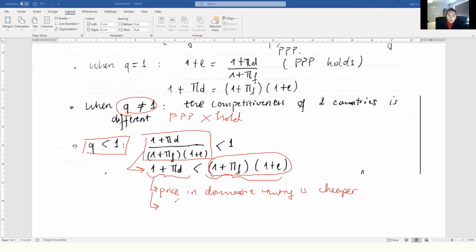So as a result, there is more demand for goods and services produced in the domestic country, or country D, and therefore their competitive position will increase, okay? If you have more people demanding your goods and services because your price is cheaper, that means your competitive position will increase, okay?